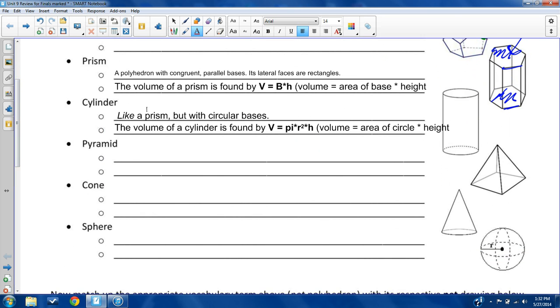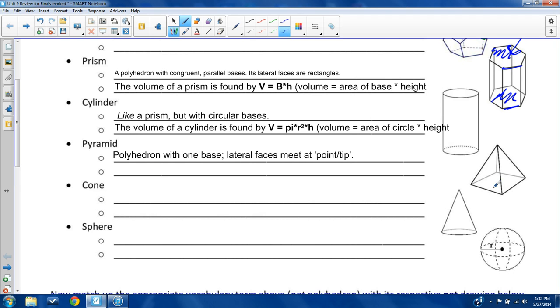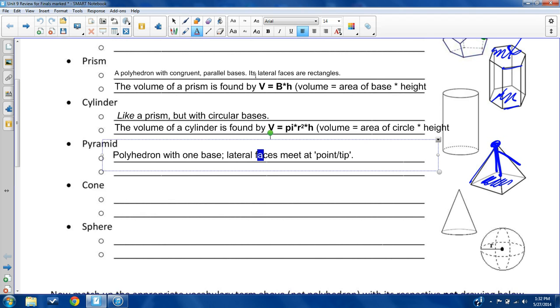Okay, a pyramid is a polyhedron because it has many faces. It's a polyhedron with one base. Lateral faces meet at a point or tip, whichever way you want to put it, or at the top. So here you have one base right down there. And then you have these guys all going up and meeting at this crown right there. So your lateral faces, which are triangles instead of rectangles, meet at a point or tip.